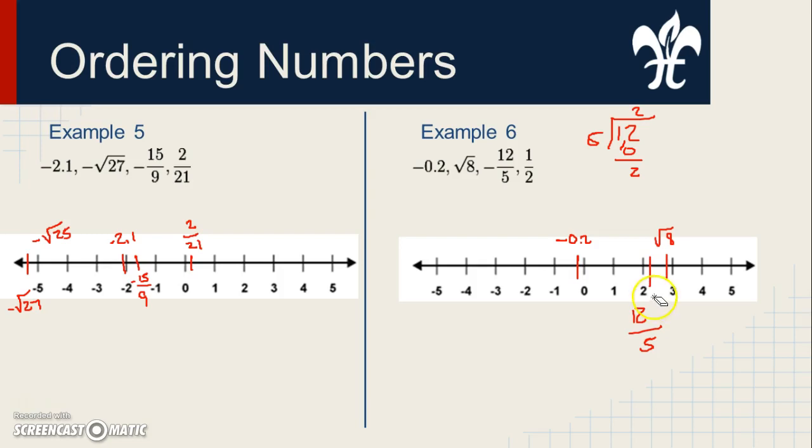But you know what? It's actually negative. I need to put it on the right side. So it'll be down here. Negative 2 2/5, or in other words, negative 12/5. And then 1/2 is just right here, halfway between 0 and 1. And we will go ahead and stop there.